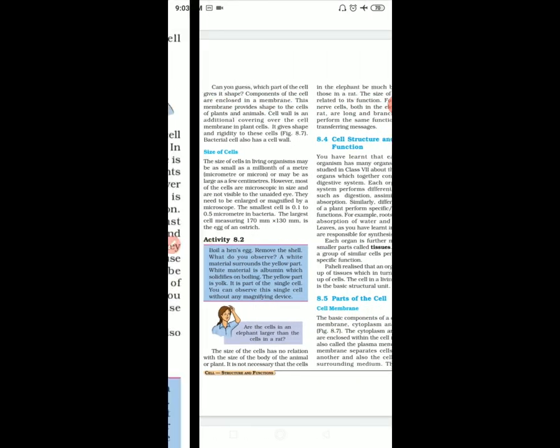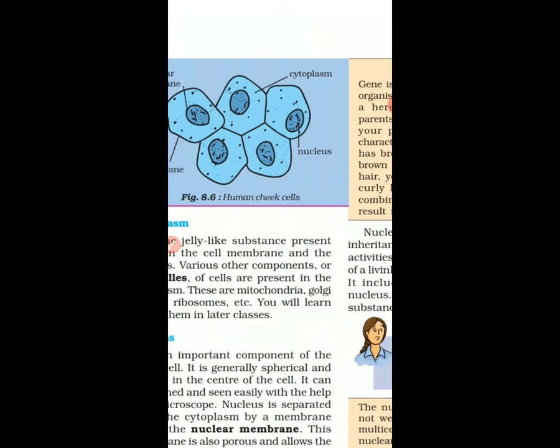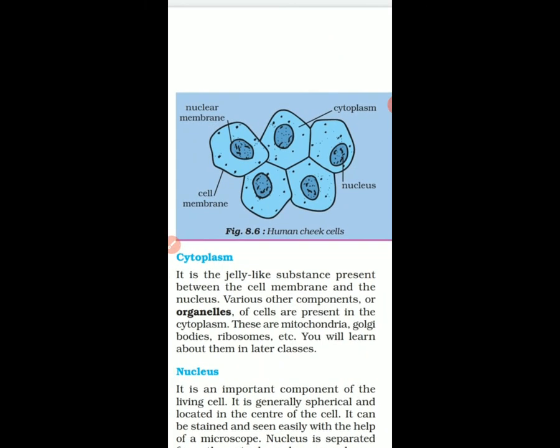A picture of a human cheek cell is given over here. You can see it. Cell membrane, cytoplasm, nucleus, and inside it is the nucleus. The nuclear membrane is also shown over here. हमने देखा jelly like substance between the nucleus and the cell membrane is called cytoplasm, right?